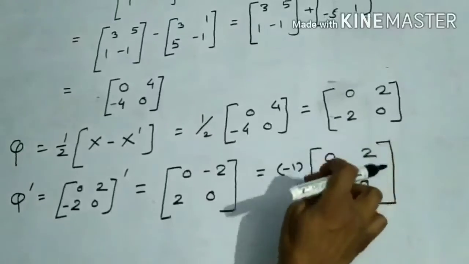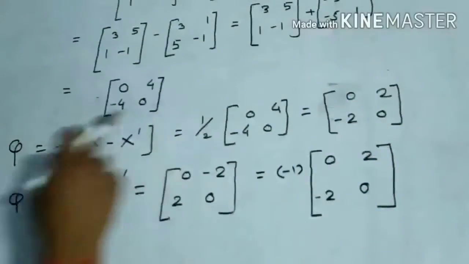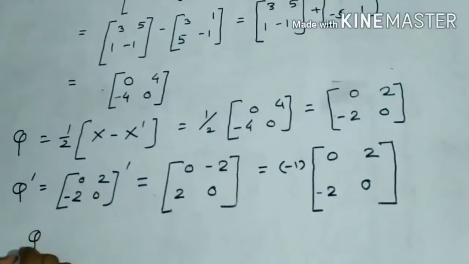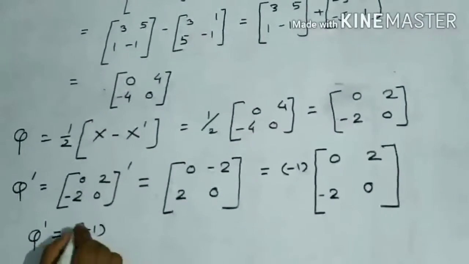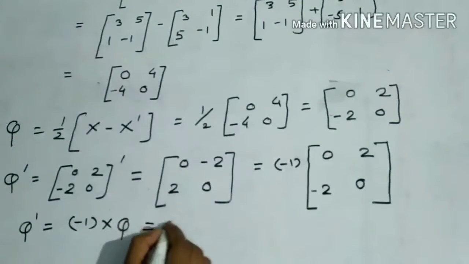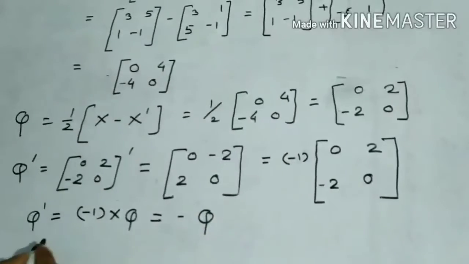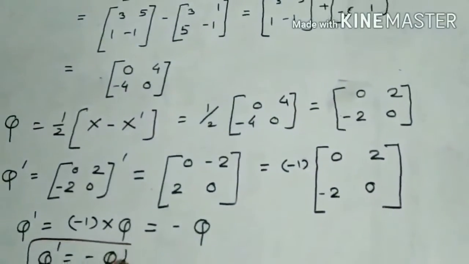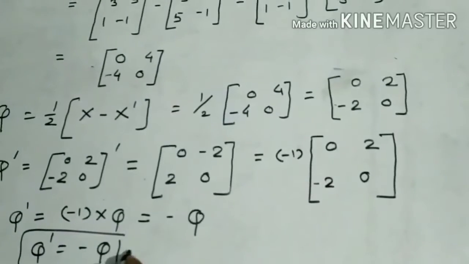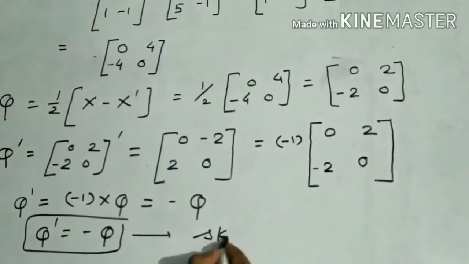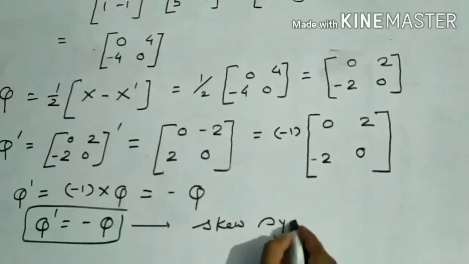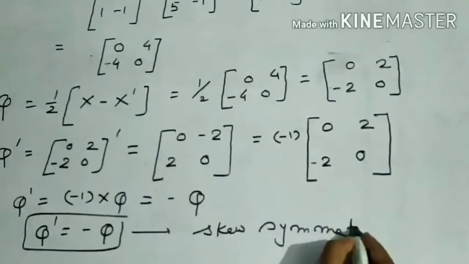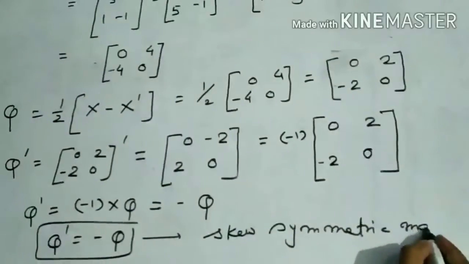Now here you have to see, this matrix is what? It is Q. So Q transpose is equal to -1 times Q, that is minus Q, means Q transpose is equal to minus Q. It means that Q is a skew-symmetric matrix.